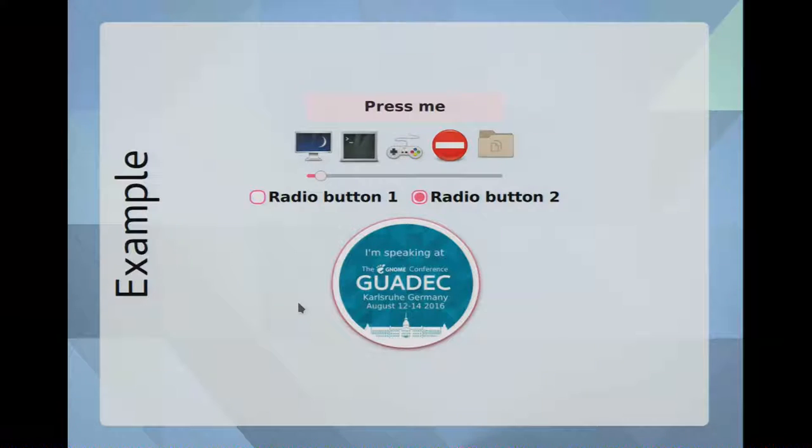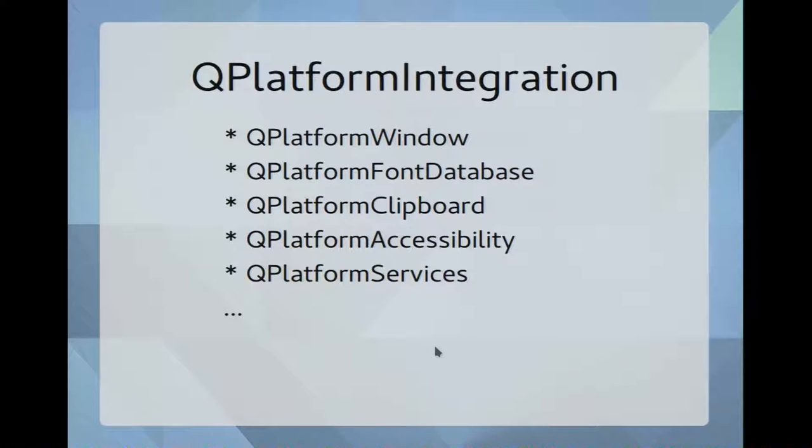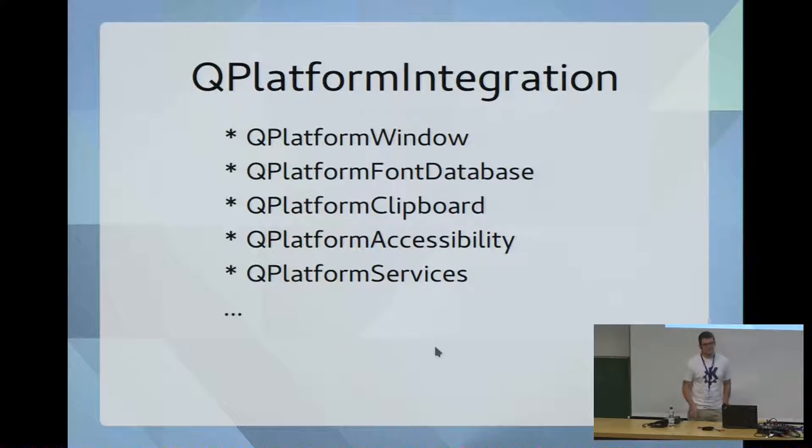Yes. So just briefly, what stuff you can find in Qt Platform Integration when you want to support a new platform or system. Most of all you need a Qt platform window, where you define all the drawing of windows, positioning, and this stuff. You mostly need it only for a new platform, so I'm just mentioning it here. Font database, it's obvious. Each system has a different font database. So if you want to provide that for a new system, you need to implement that, the same for clipboard, accessibility, and this stuff.